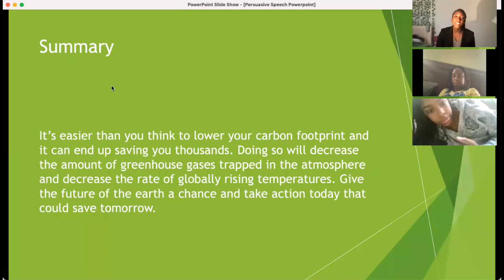It's easier than you think to lower your carbon footprint, and it can end up saving you thousands of dollars a year. Doing this will decrease the amount of greenhouse gases trapped in the atmosphere and lower the rising global temperatures immensely. Give the future a chance. Give the future of the earth a chance and take action today that could help save tomorrow.